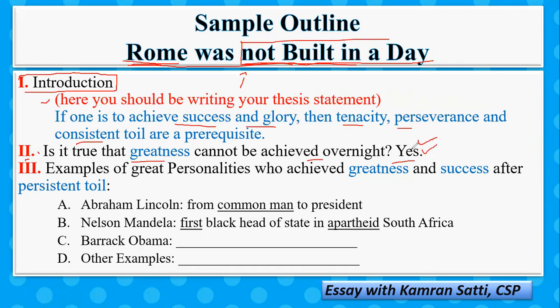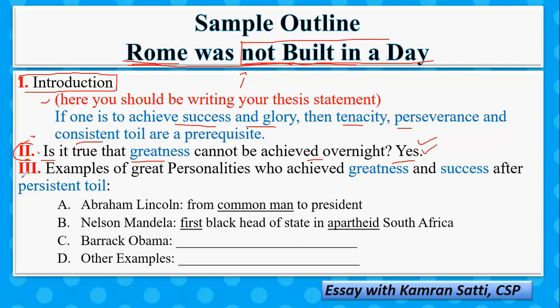But don't get confused, because this is just an additional line which I am discussing in my outline. You can even skip this, or write it in your thesis statement or in your introductory paragraph. So don't get confused about why I have written this paragraph. It is just for value addition, okay. I'm once again telling the examiner that I will be giving some examples that glory, success or greatness can't be achieved overnight.